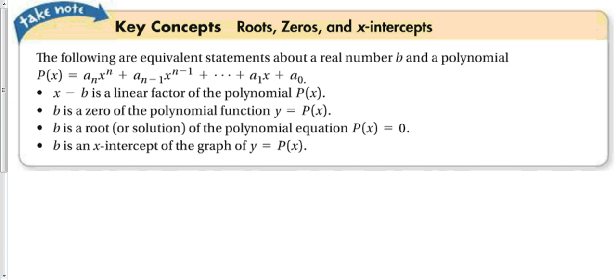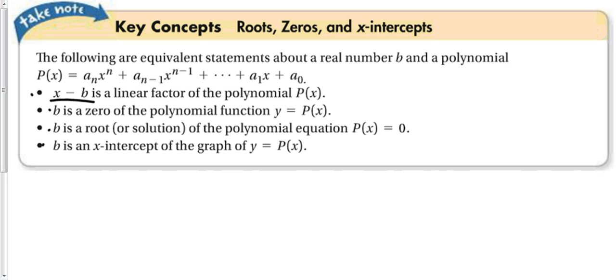So the following are equivalent statements about a real number b and some polynomial p of x, which is my polynomial in standard form. So what is true about these? Well, the first little dot there says that x minus b is a linear factor. So if we know it's a linear factor of my polynomial, not only is x minus b a linear factor, but b is a 0 of the polynomial. b is a root or a solution of the polynomial equation if I set it equal to 0. And b is an x-intercept of the graph y equals p of x.